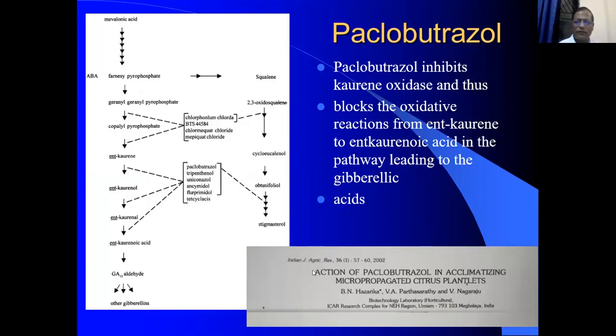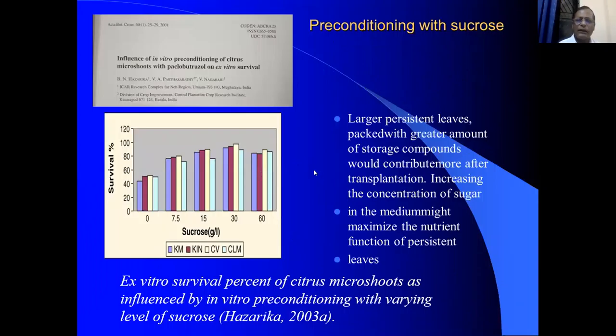So this was also being published in other journals. Another paper is here, on the influence of in vitro preconditioning of the citrus microshoot with paclobutrazol, which has already been discussed. And apart from this, the larger persistent leaf packed with the greater amount of the storage compound would contribute more after transplantation.